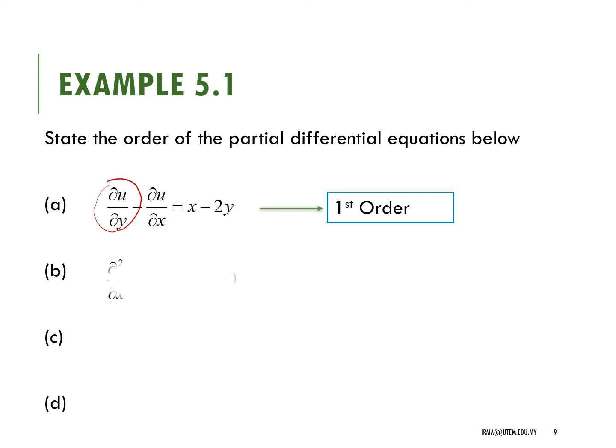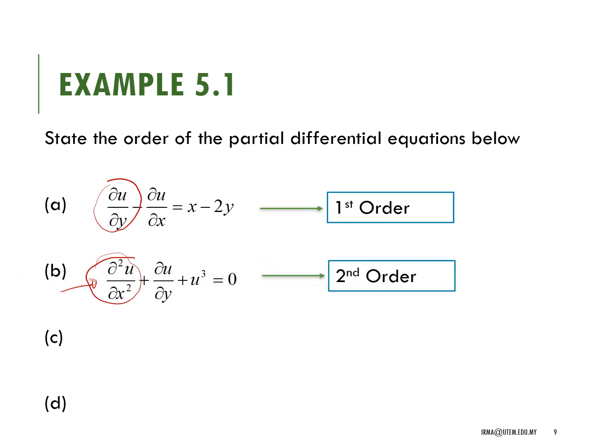Second, we have del squared u del x squared plus del u del y plus u cubed. And we can see that this is the highest, and we know that this means that you differentiate u twice. That means this kind of equation is considered as a second order PDE.